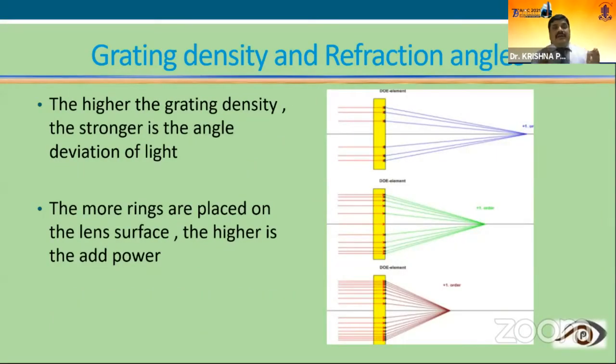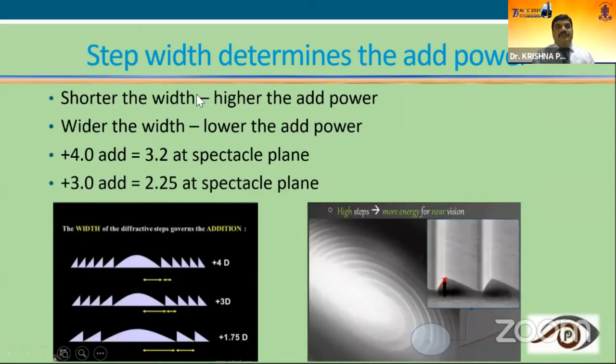Now, grating density and refraction angle. The higher the grating density, the stronger the angle of deviation. You can see here, the more rings placed on the lens surface, the higher the add power. To summarize, the shorter the width, the higher the add power; the wider the width, the lower the add power. Suppose you have a +4 add on the lens, that is almost around 3.2 at the spectacle plane. If it is a +3 add, that is almost around 2.25 at the spectacle plane. That's what is shown in the figure.